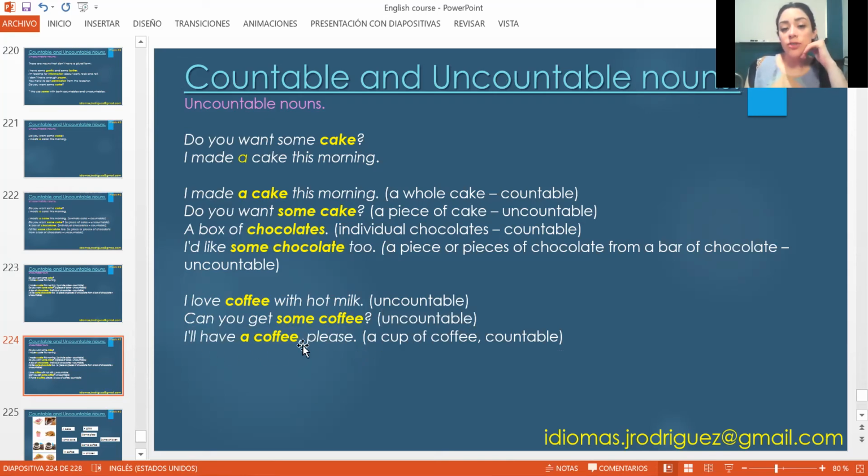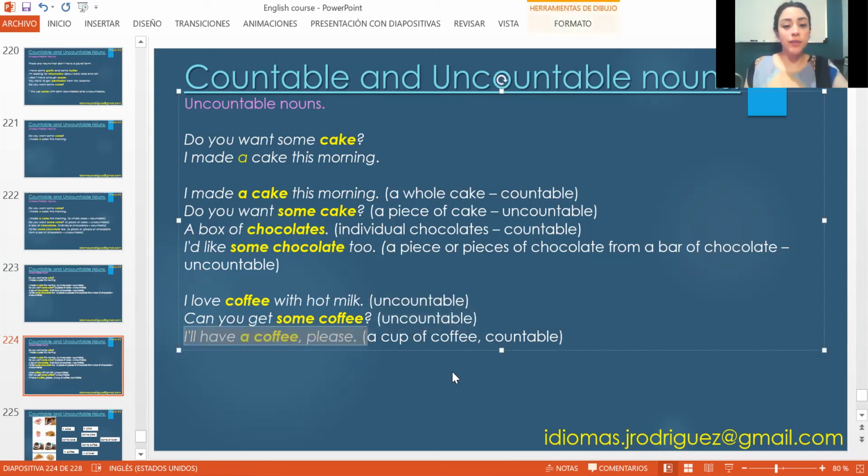I'm making reference to a cup of coffee. Me estoy refiriendo a una taza de café. No quiero que me traigan granos de café, no quiero que me traigan la bolsa de café. No. Cuando digo esto en un restaurante, en una cafetería, I'll have a coffee, please, me refiero a una taza de café.